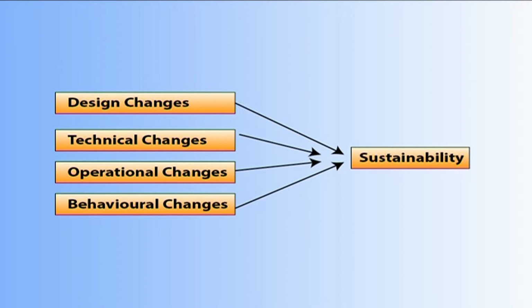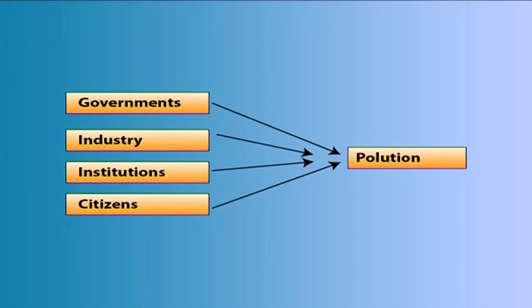These changes help move towards sustainability. Pollution prevention is one of the key components of environmental, economic, and social sustainable development. Sustainable consumption not only prevents pollution but also combats climate change. All types of stakeholders, governments, industry, institutions, or citizens contribute to pollution and have to take leadership to prevent pollution.